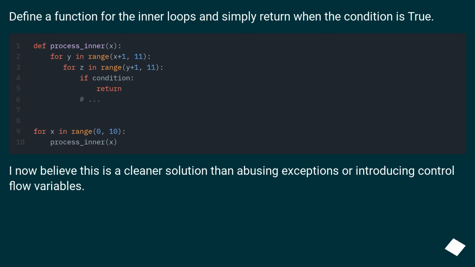Define a function for the inner loops and simply return when the condition is true. I now believe this is a cleaner solution than abusing exceptions or introducing control flow variables.